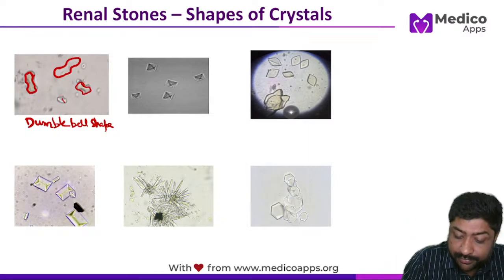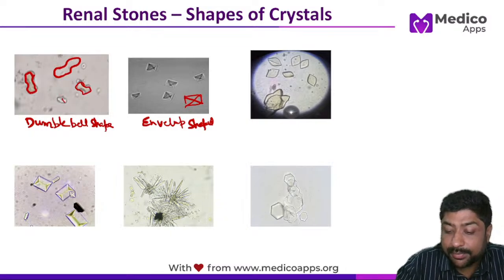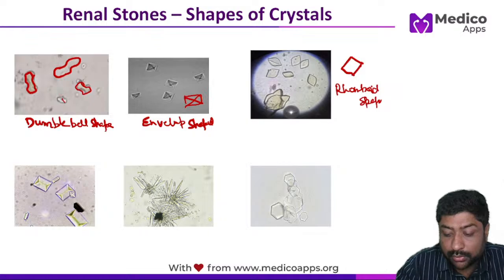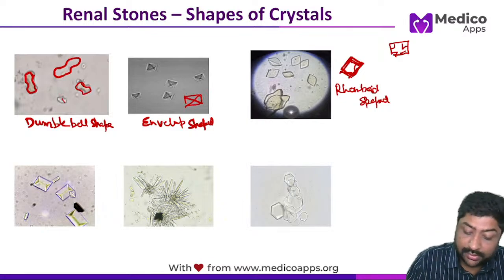What is this shape? Something like this. This is your envelope shape. What is this shape? This is rhomboid shape. The difference between rhomboid and a rectangle is that in a rectangle all the angles are 90 degrees. Here the angles are not 90 degrees. So this is a rhomboid. What is this shape?